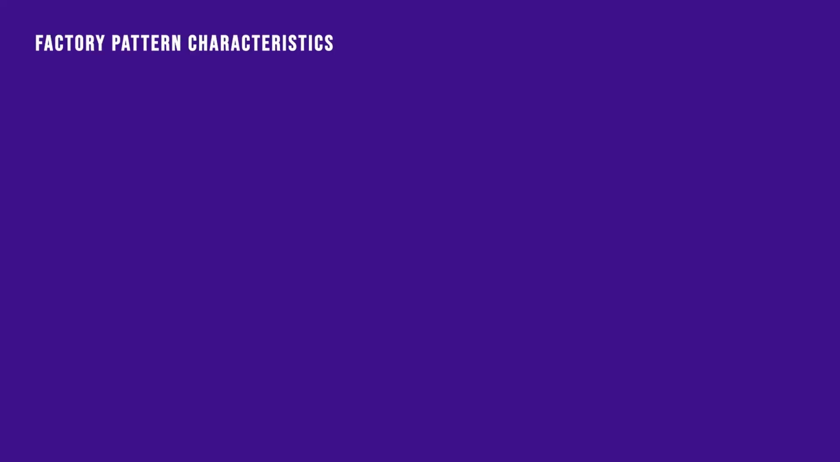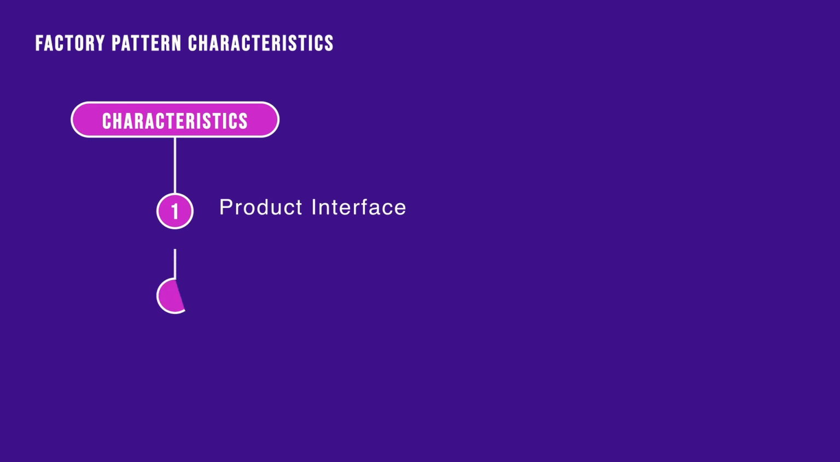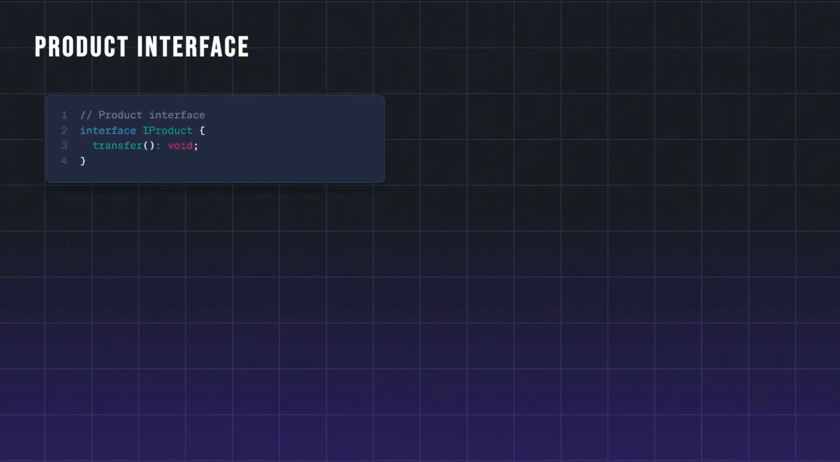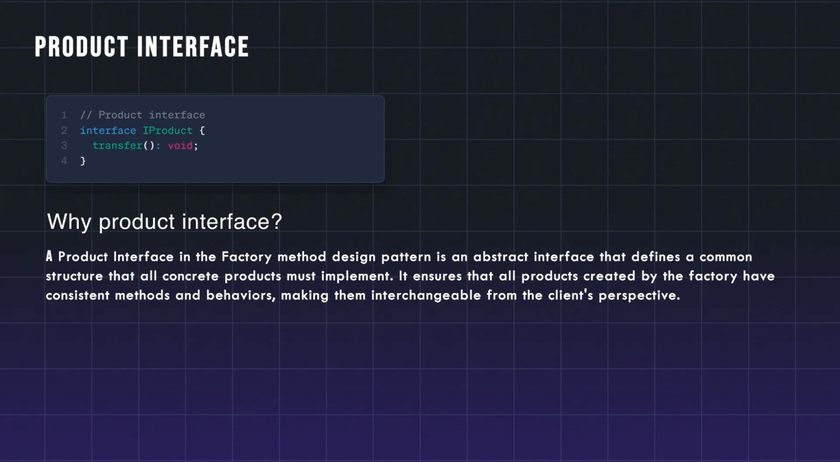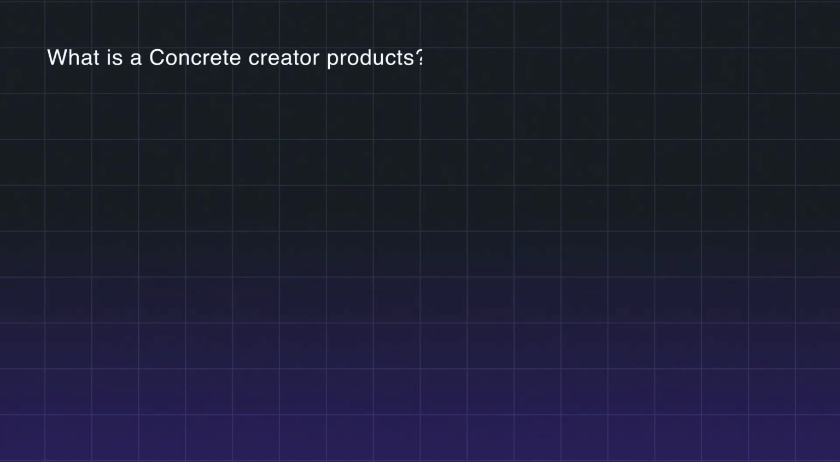The factory design pattern has three characteristics: product interface, concrete creator products, and concrete creator. Each characteristic has its own purpose. What is a product interface? A product interface in the factory method design pattern is an abstract interface that defines a common structure that all concrete products must implement. It ensures that all products created by the factory have consistent methods and behaviors, making them interchangeable from the client's perspective.